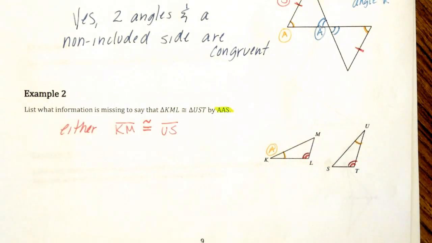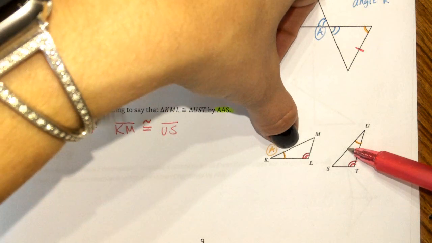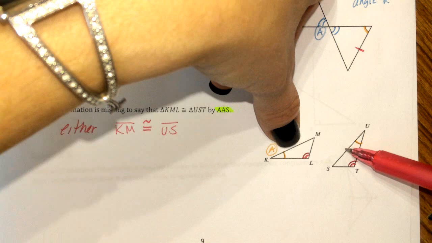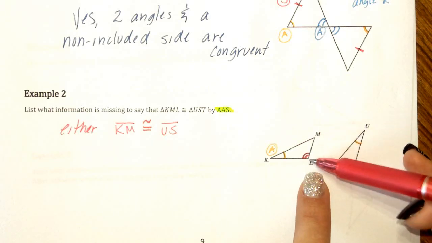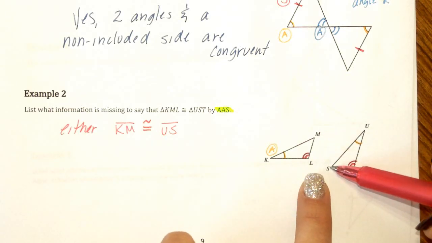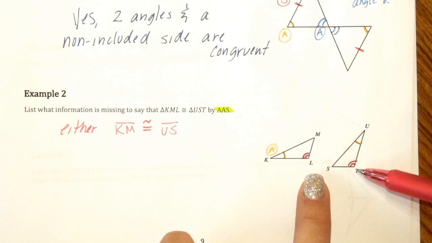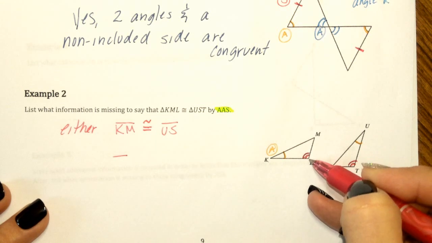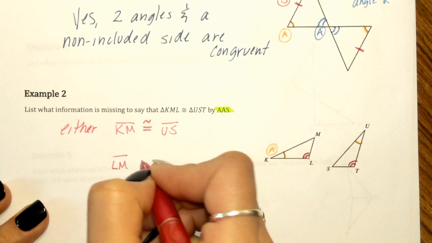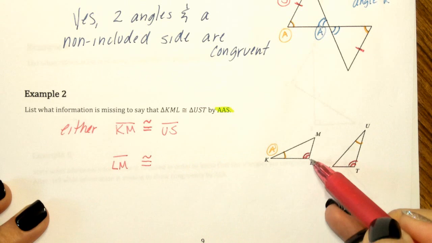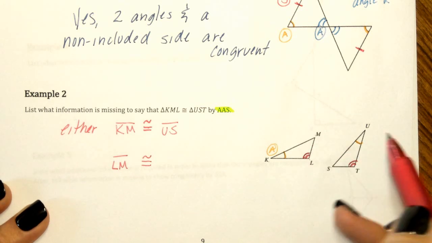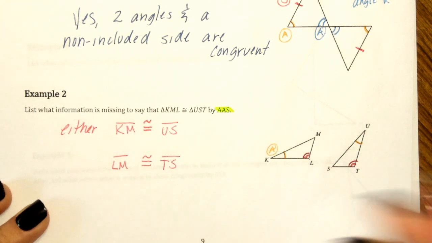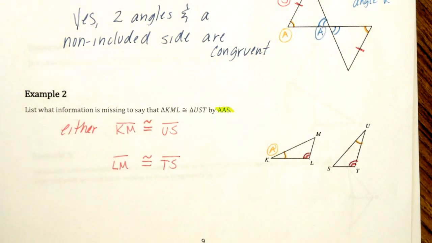So you can have these two sides congruent because the side is not between the two angles, and that's the goal: not included. Segment LM and segment TS are also not between them. So you have two different sides that you can have congruent, and either one will be accepted as an answer. If we go segment LM congruent to segment TS, 2 arcs to no arcs. Don't focus too much on the arc thing just yet. We'll get into that later.